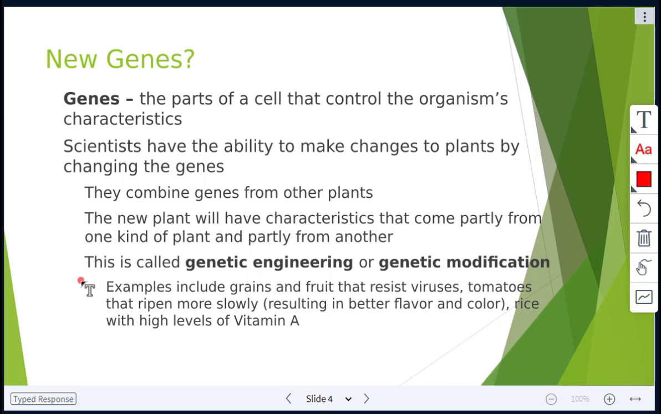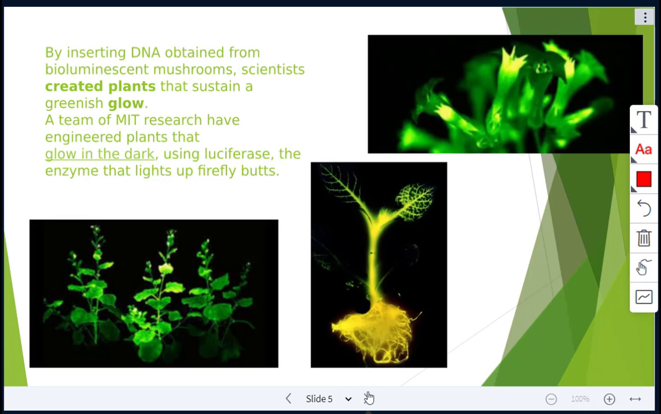So examples of this include grains and fruits that can resist viruses, tomatoes that will ripen more slowly, therefore resulting in better flavor and color. And another example would be rice that has high levels of vitamin A. Another example is here, plants that glow. So what scientists have done is they've taken DNA from bioluminescent mushrooms. Scientists have created these plants that can now glow in the dark.